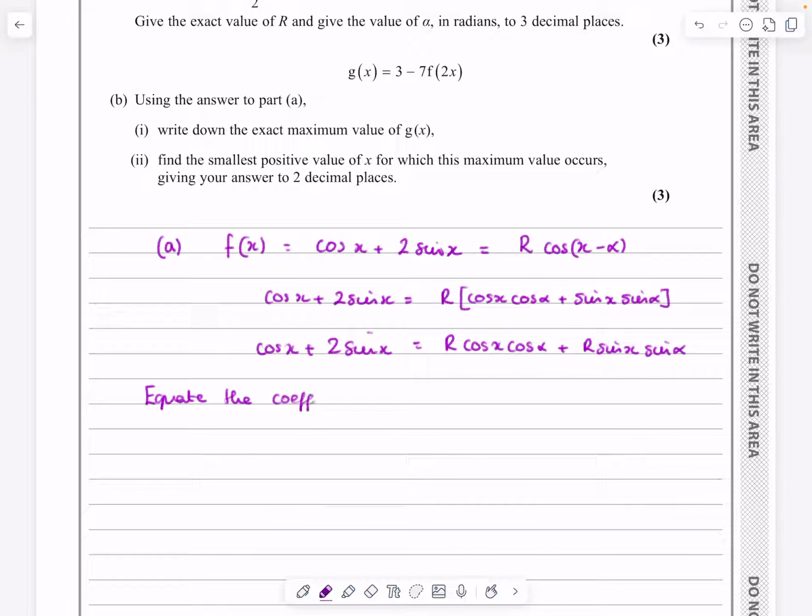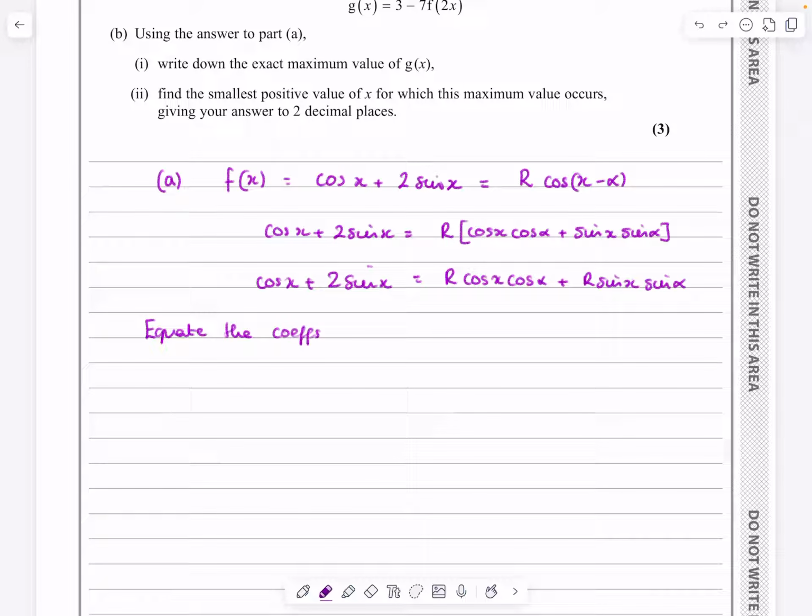What do I mean by that? I mean, we look at what's next to cos x, in this case just 1, and that's the same as R cos alpha, because that's next to cos x. We look at what's next to sine, which is 2, and that's going to be the same as R sin alpha, by looking at the coefficients next to cos x and sin x. So summarising that, we're getting that R cos alpha equals 1 and R sin alpha equals 2.